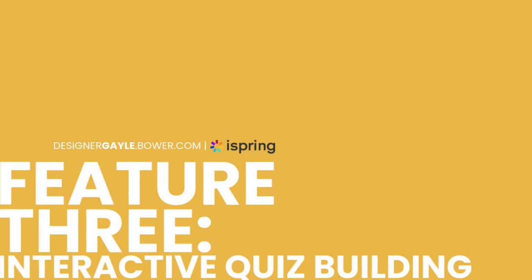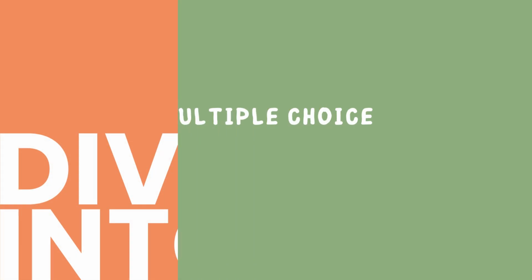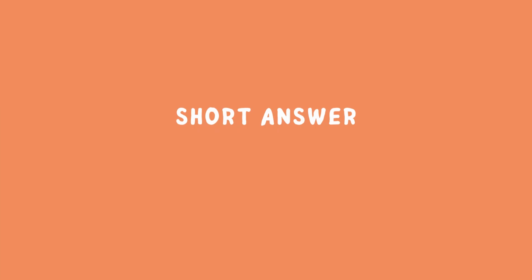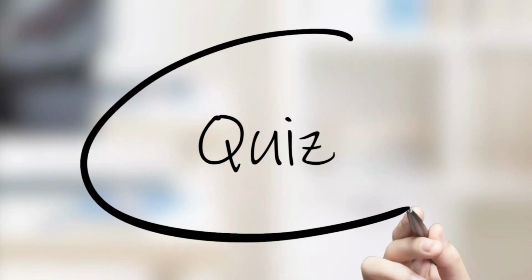Feature 3, interactive quiz building with iSpring's AI. Originally, I was only going to show you one way to create quizzes, but the more you use iSpring, the more you'll discover there are often multiple ways to accomplish the same task. With AI at your fingertips, you don't have to backtrack or worry about finding the right path. Instead, you can explore the options and choose the workflow that works best for you. In this lesson, I'll show you 2 different ways to create quizzes, so let's jump in.